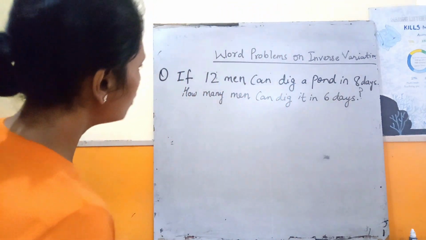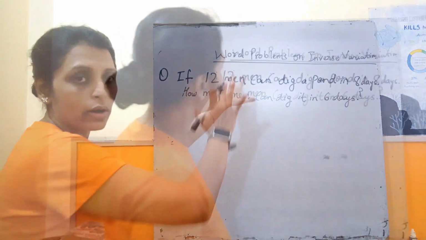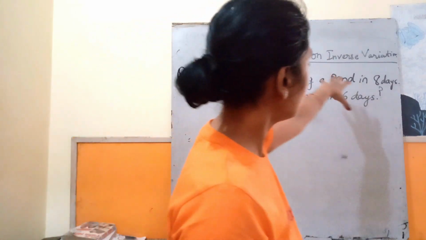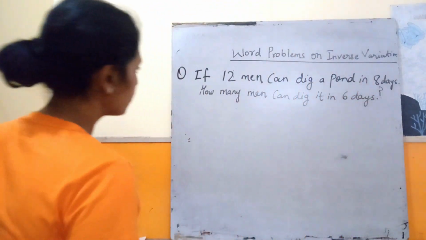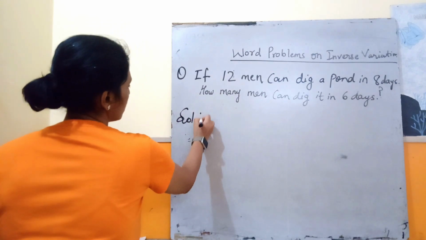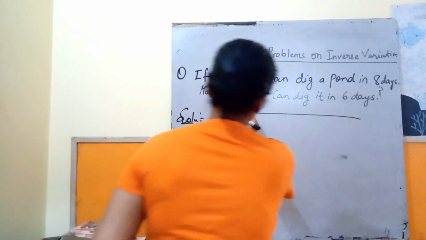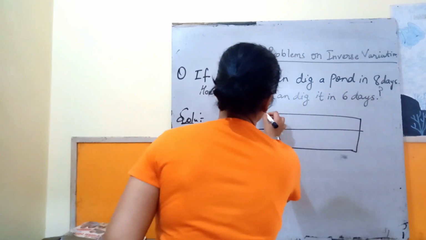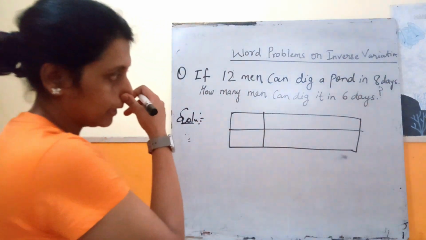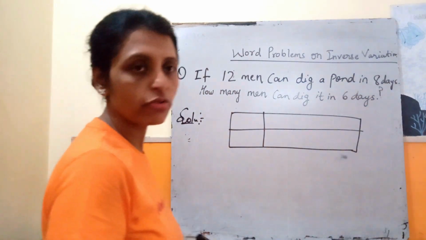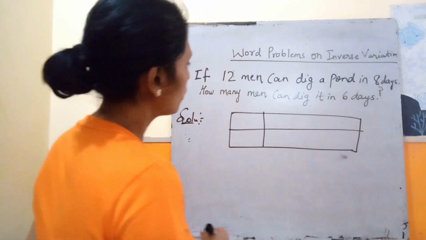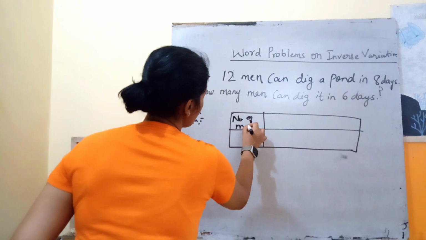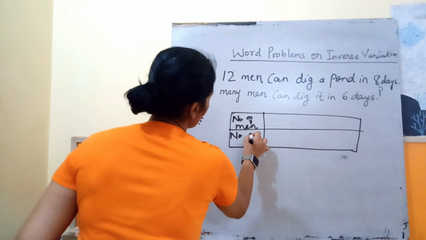Okay, so let's see what are the two quantities that we have to consider: the number of men and the number of days. Let's see how to solve this. So it is inverse variation because when the number of days is decreasing, it means we have to increase the number of men in order to complete the work in 6 days. So it is number of men and here number of days.